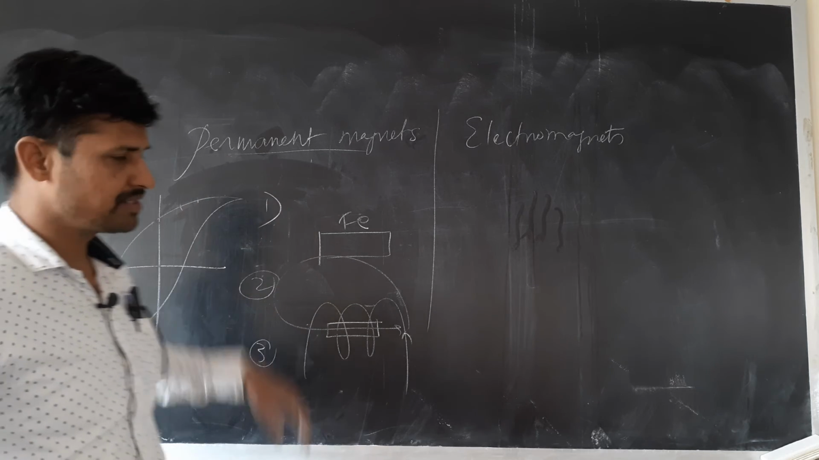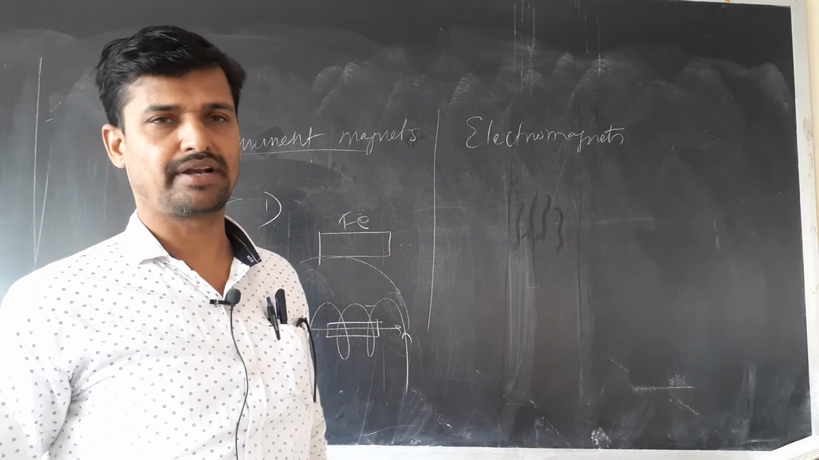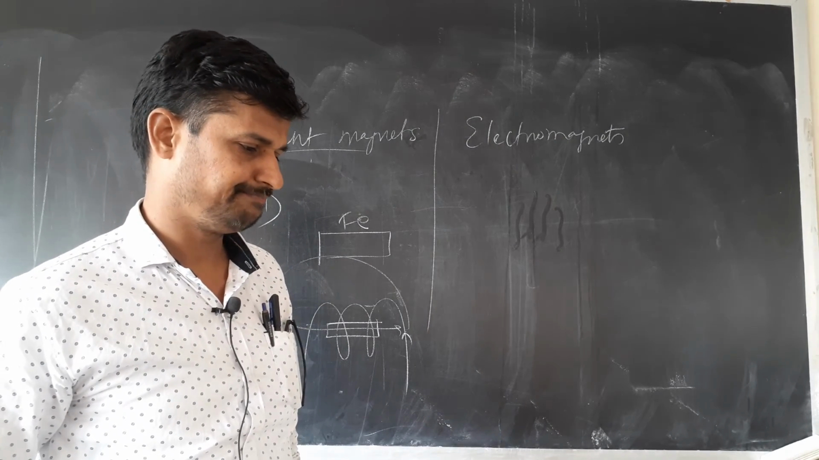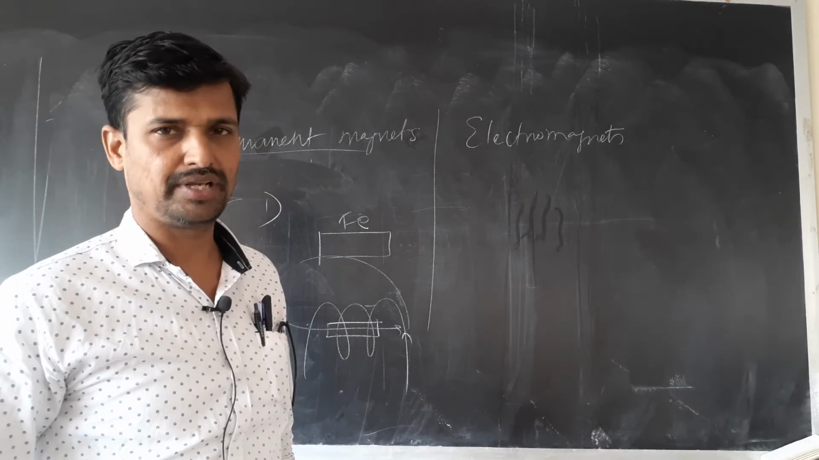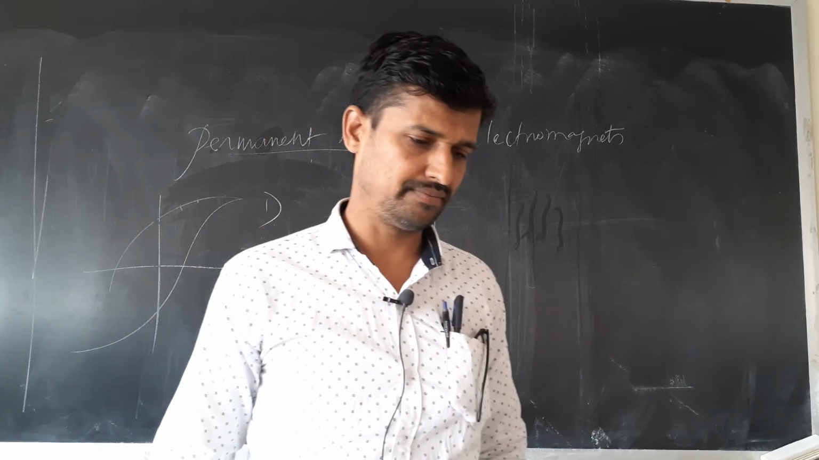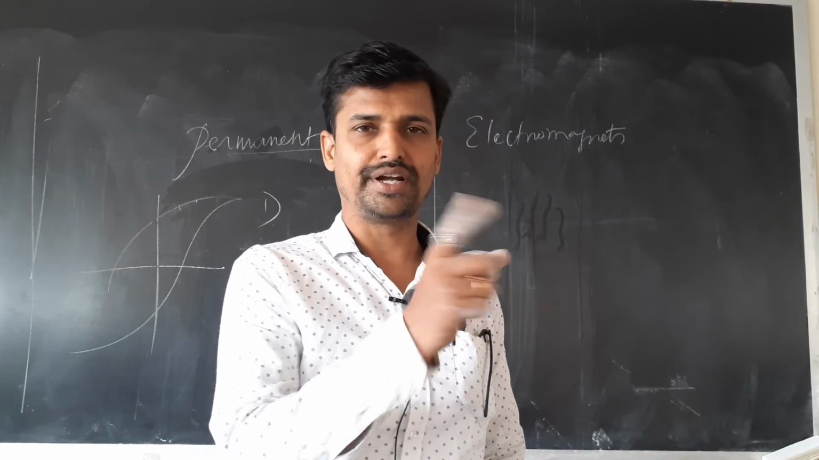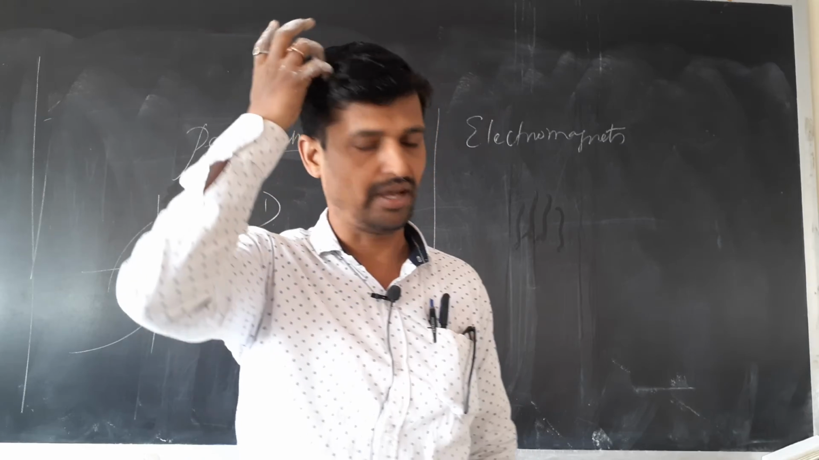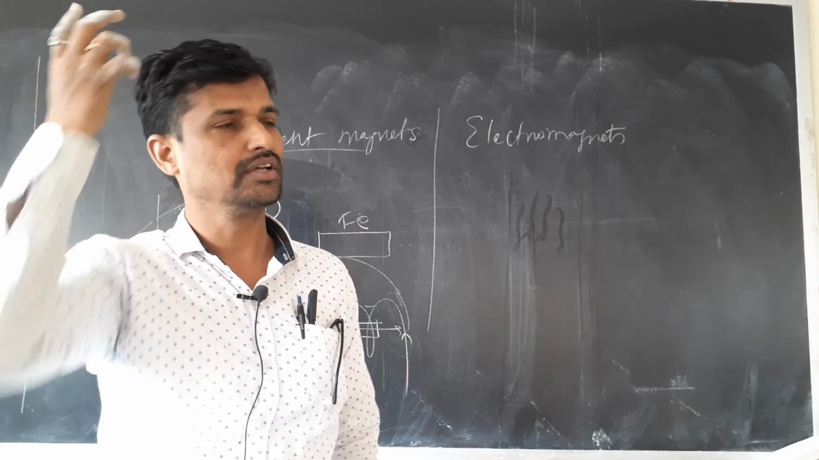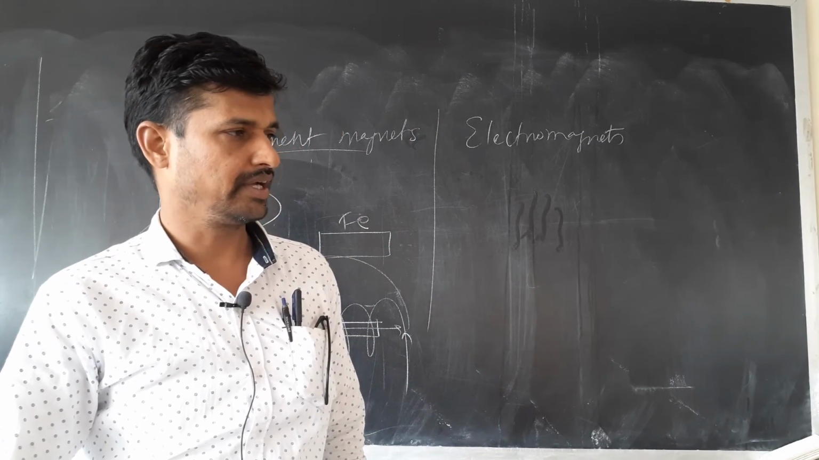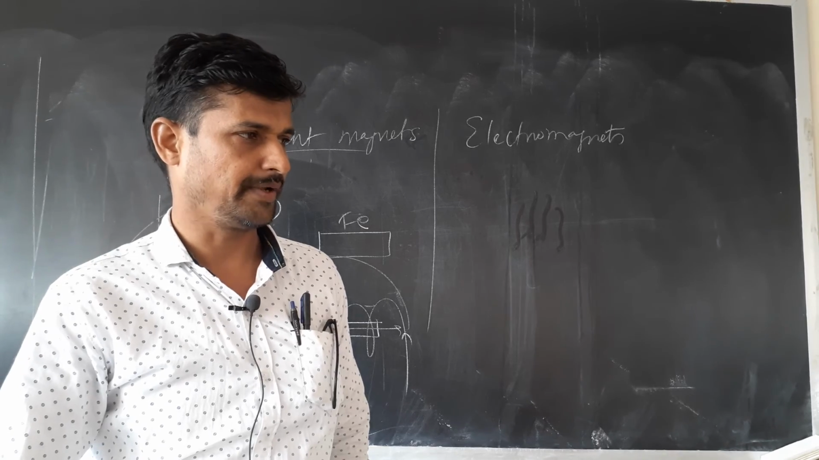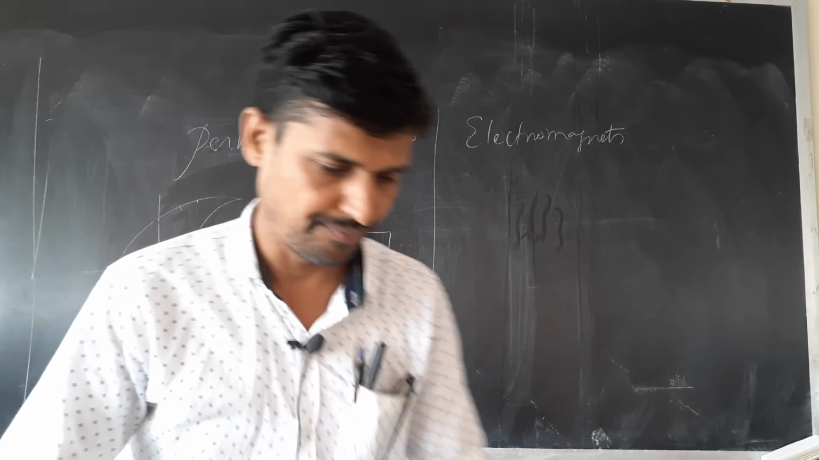For permanent magnets, steel is better. They find wide applications in our daily lives, like detecting direction, that is navigation. They are very important, and permanent magnets have many such uses. Okay, we'll learn them very soon.